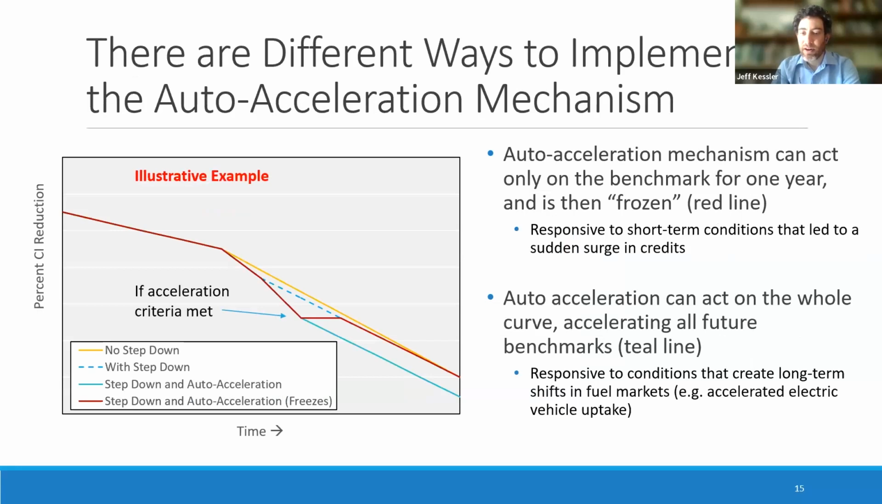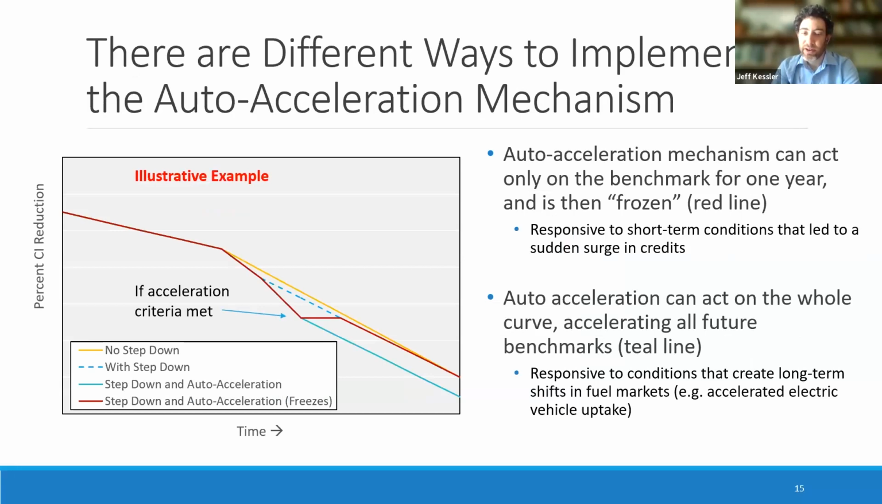In terms of auto acceleration mechanisms, once a trigger occurs, it is also important to discuss the length of time that the benchmark schedule change would last. Some stakeholders have promoted a one-time change in the schedule when an auto acceleration trigger happens, while others have suggested that the change last in perpetuity. A one-year effect is likely to be responsive to short-term changes in the market rather than structural shifts.